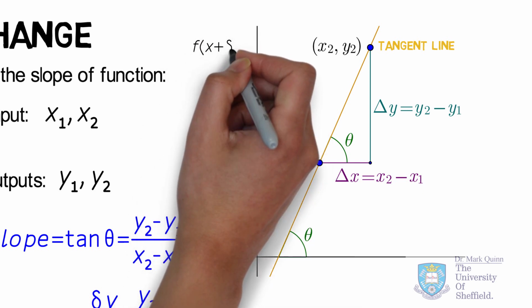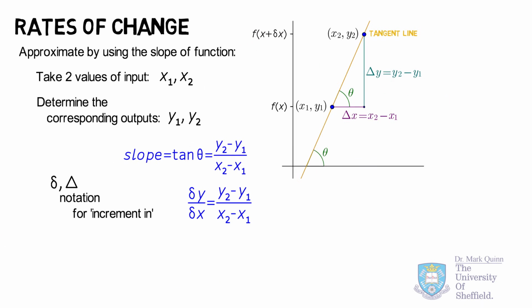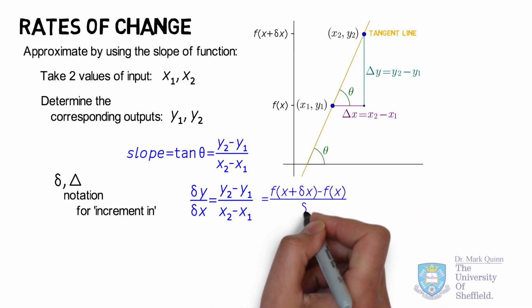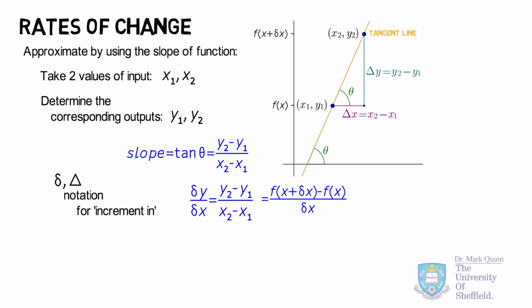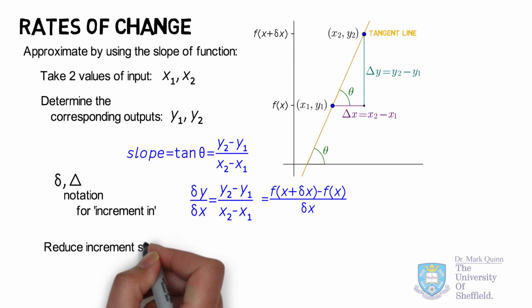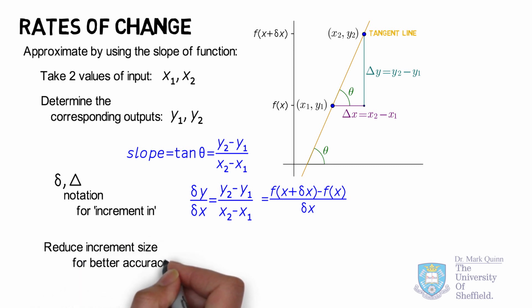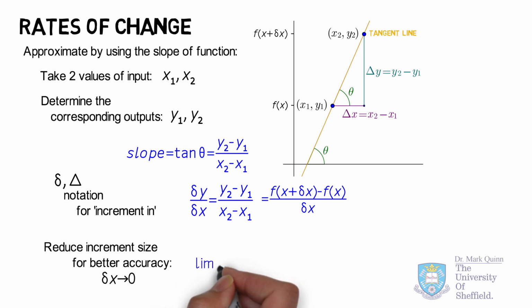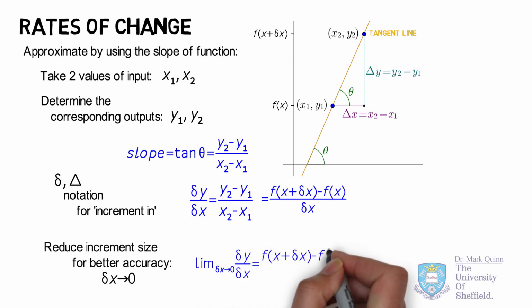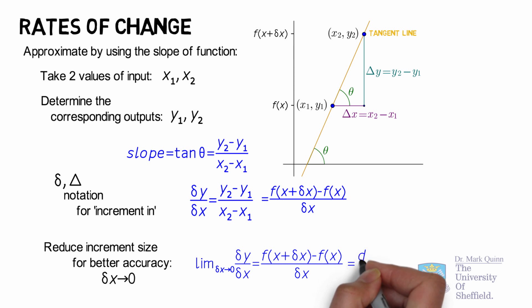y2 minus y1 is then the difference between these two points in the function, and we divide it by delta x in order to get the rate of change of y with x. If we reduce this increment size such that delta x goes to 0, we can get a much more accurate determination of the rate of change. And this is referred to as the instantaneous rate of change of the function, which we can notate as df over dx.